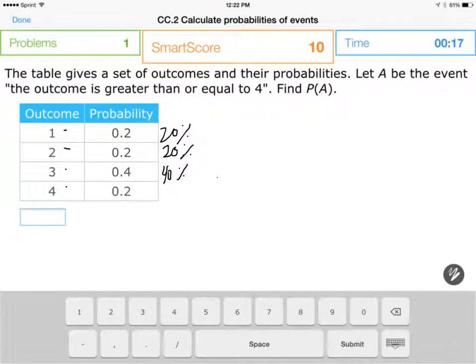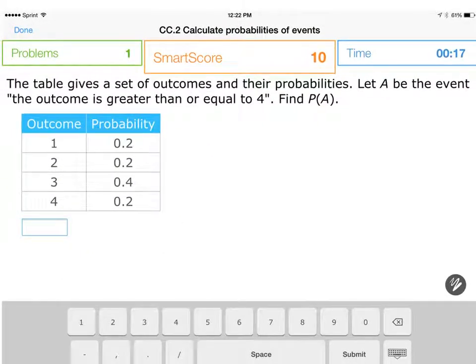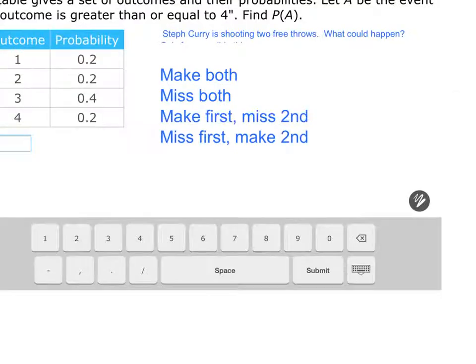Let's talk about a basketball player shooting free throws. This is 20%, by the way. Notice those equal 100% if you add them all up, because that's all the possible things that can happen in this. Let's say this is not outcome and probability, just because that's hard to grasp. Let's call it Steph Curry shooting free throws. So there's only four things I can think of that could happen.